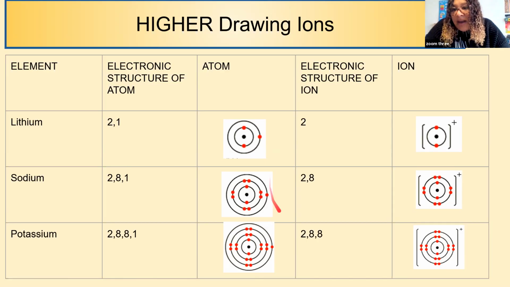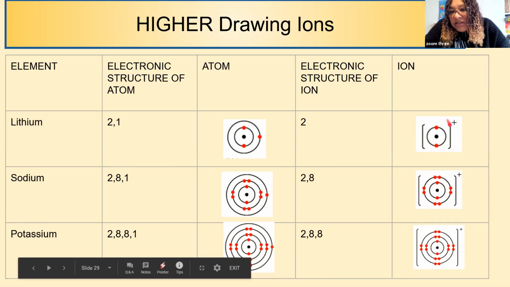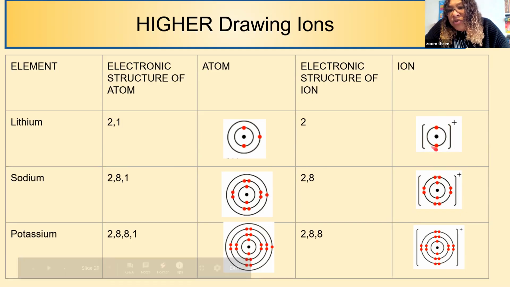We draw that by putting these brackets around. In your exams, you'll usually only be asked to draw the outer shell, okay? And this plus here means something. I'm just going to give you a brief moment to think about what that positive symbol means. It's not an add, it's a positive symbol.